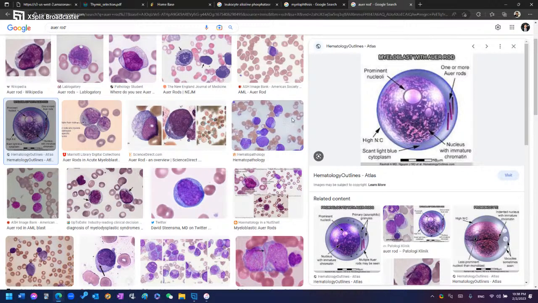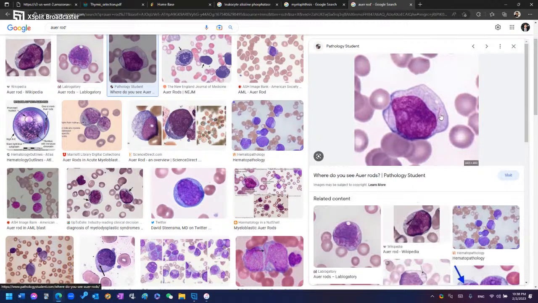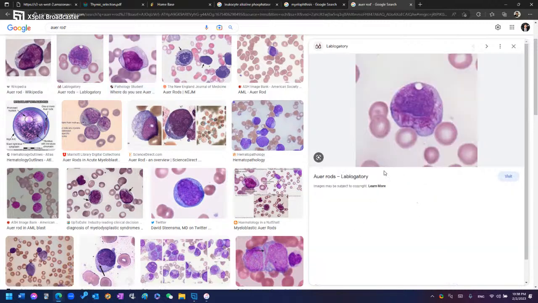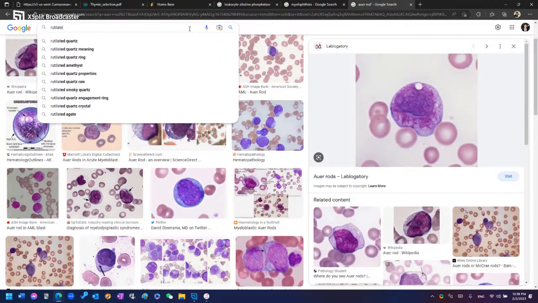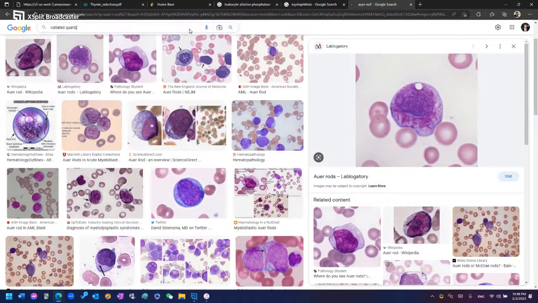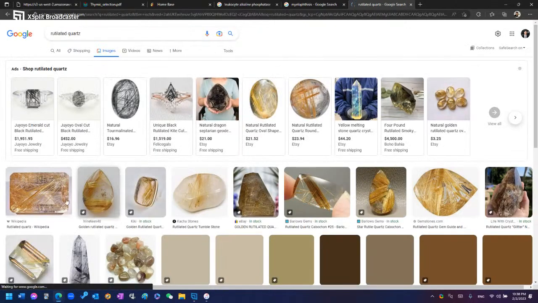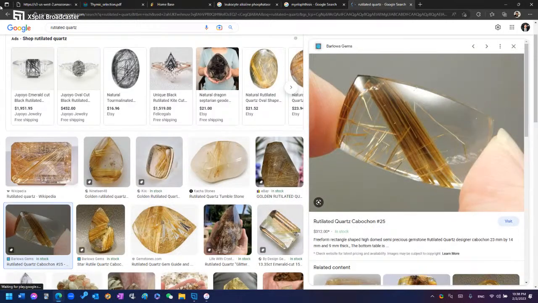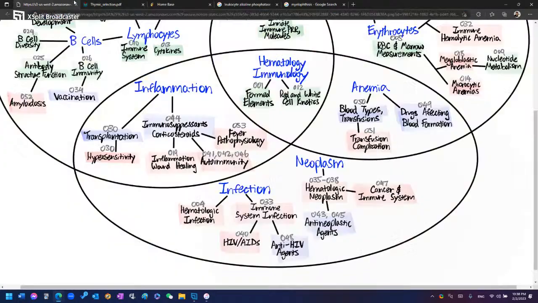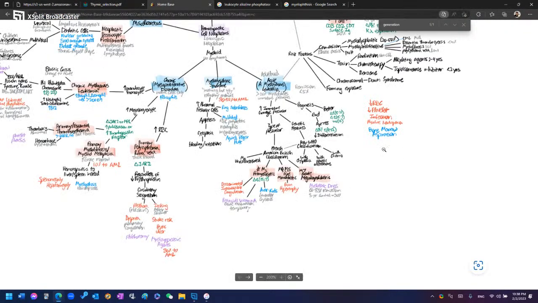These weird looking guys. So that's a rod right there. Oh, this one has a ton. It looks a little bit like rutilated quartz. Now that I'm talking about that, right? Got this weird, looks like that. It looks almost exactly like this guy, although this is jewelry, whereas this is a bad time. That's what this is.